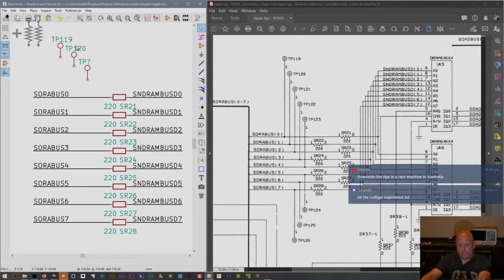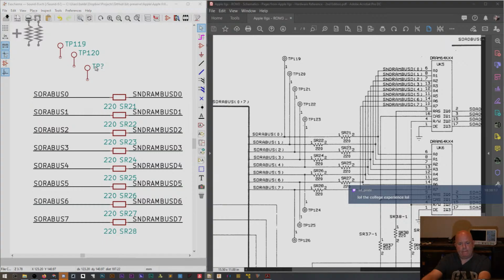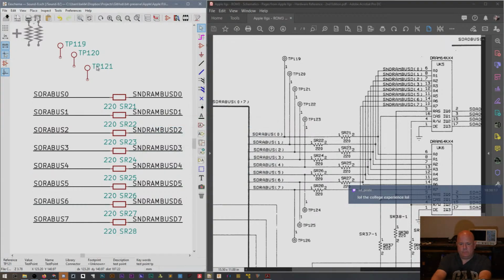TP120. No, that's not going to work. Nope, nope, nope, nope, nope. 121. This looks a little bit better.